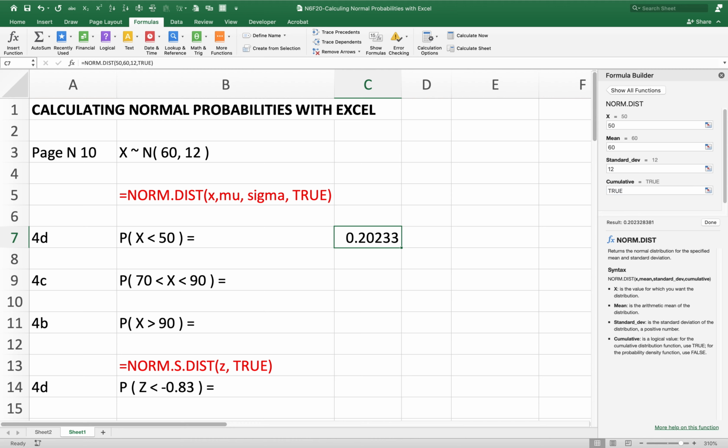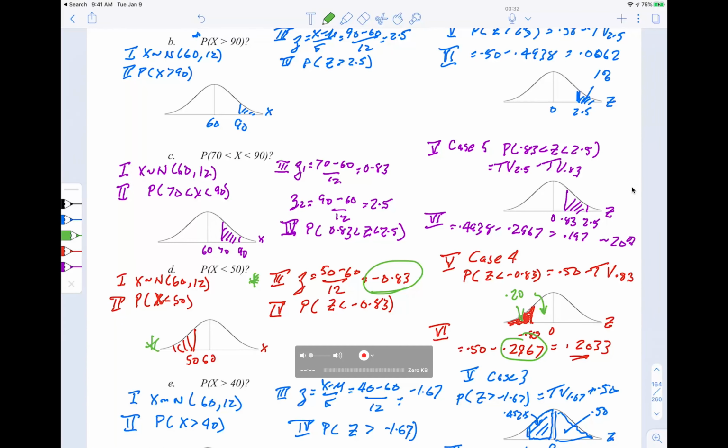And that gives us 20%, which was the answer that we got when we did this by hand, 0.2033. It's a little different because when we calculated the Z value, we took it to 2 decimal places.